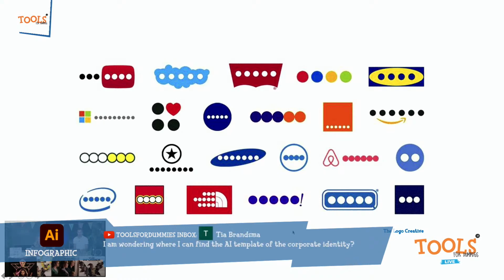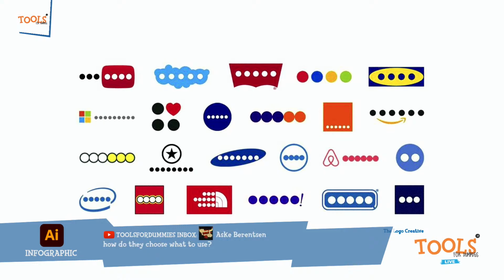The trick here is that you can recognize these logos even without seeing the actual name in them. That's because these logos are so well designed that they are instantly recognizable. Tia is asking where she can find the AE template of the corporate identity. It's not on Blackboard yet, but in the coming week we will upload it, so you can already work ahead if you want to.